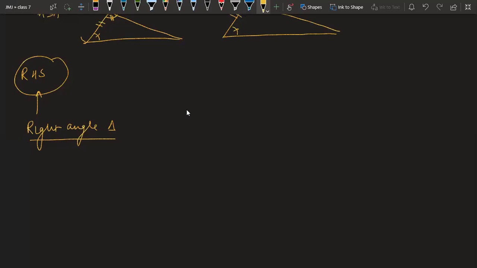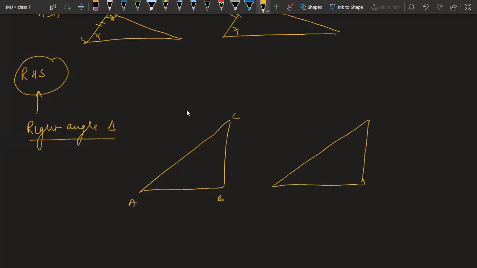Before that, let us see one thing. Suppose this is a right angle triangle. Second right angle triangle. This is A, B, C, P, Q, R. Class, so doubt in question number 4. Okay, but I will discuss, don't worry.